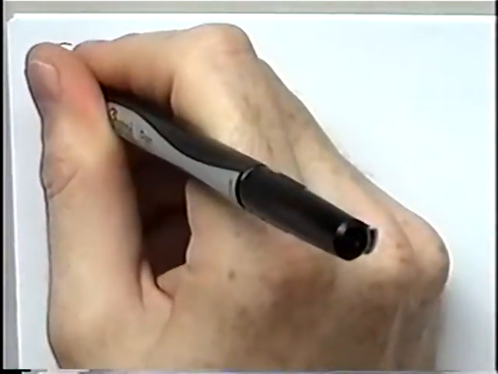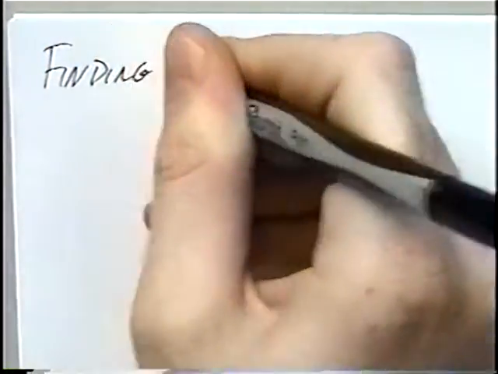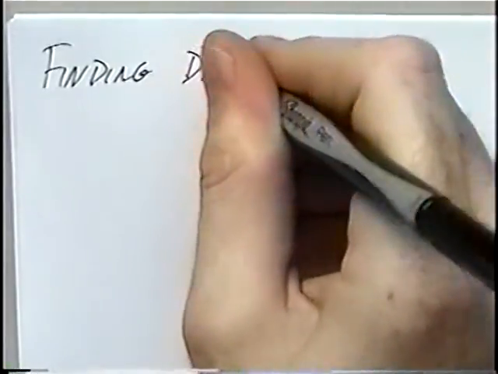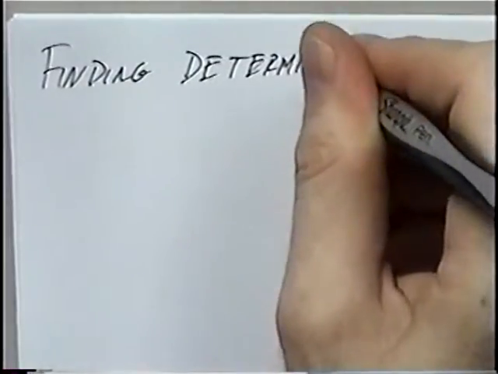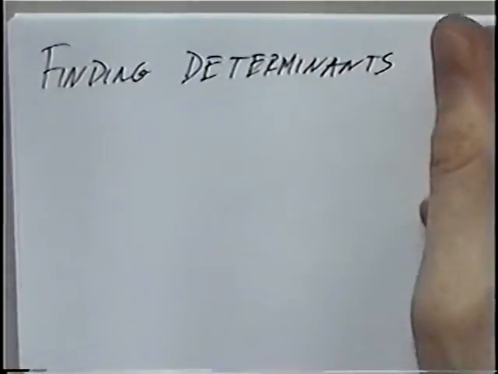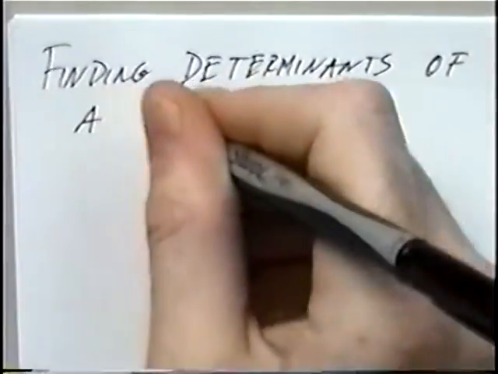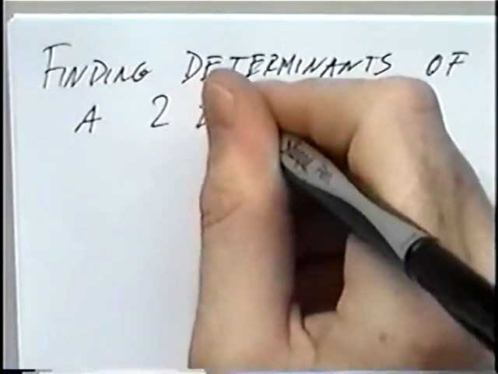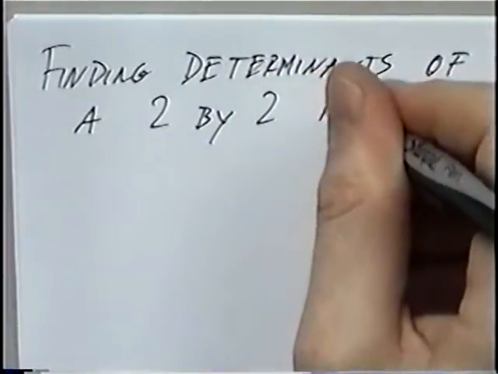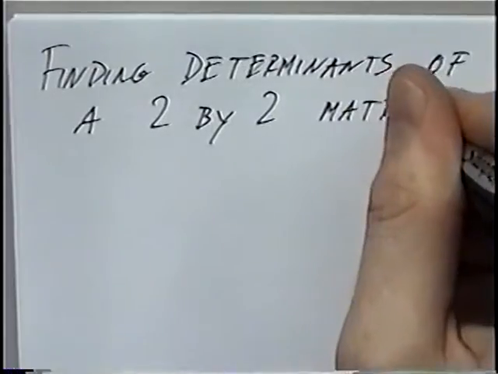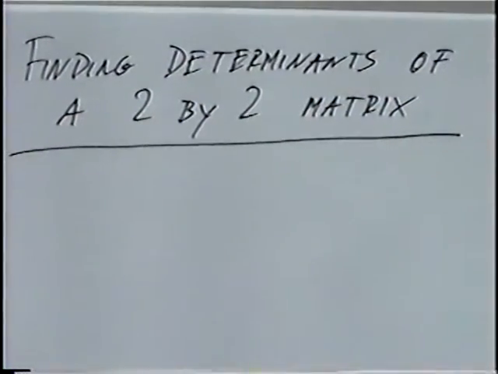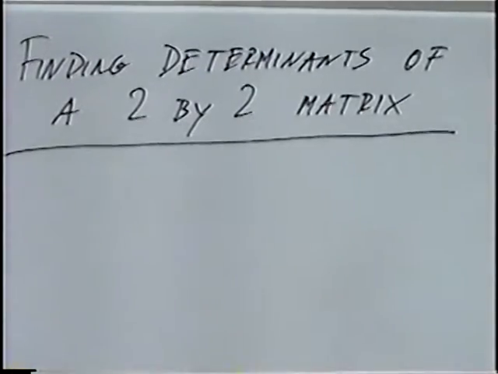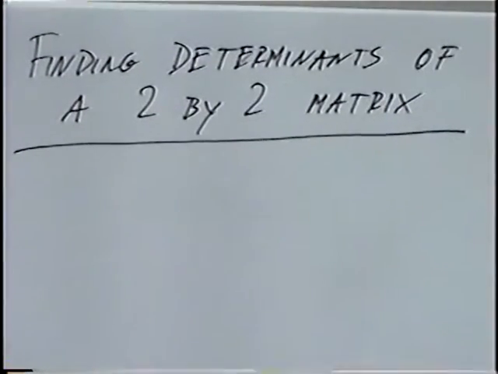Title of the first section is Finding Determinants of a 2 by 2 matrix. In this section, we'll find the determinant of a 2 by 2 matrix.